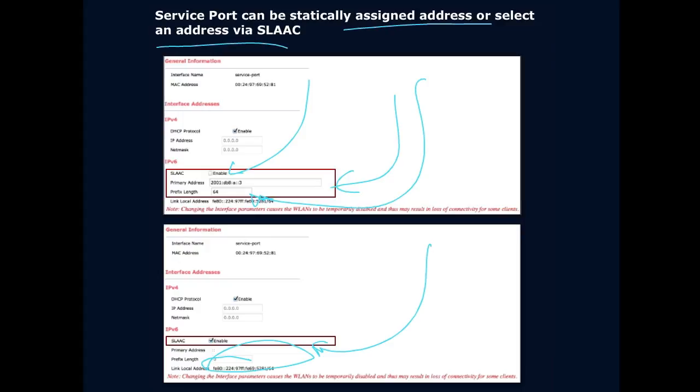We're going to receive a router advertisement. After we receive the router advertisement as a client ourselves, we're a wireless LAN controller, but we're a client, we are going to generate our own IP address.